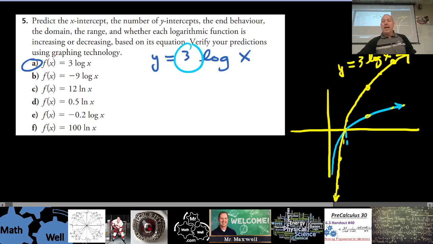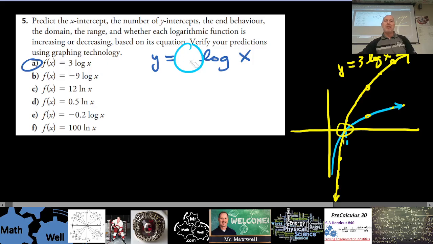So the x-intercepts don't change, the y-intercepts don't change, the domain doesn't change, the range doesn't change, the increasing, decreasing doesn't change. It's all the same as y equals log x. Okay?